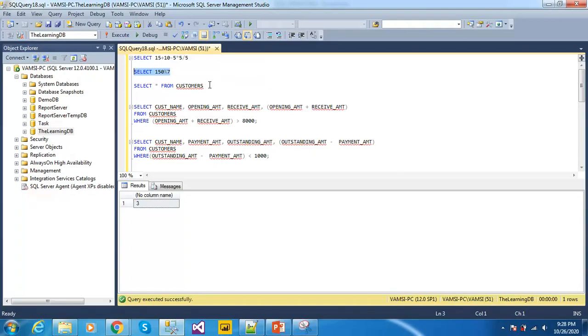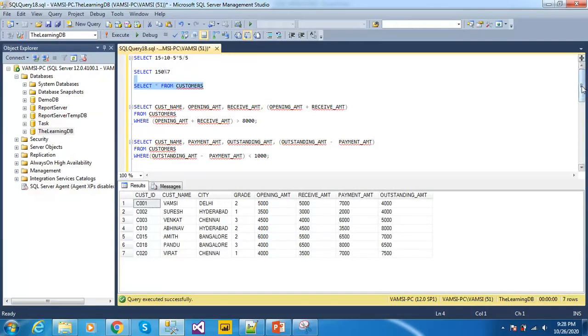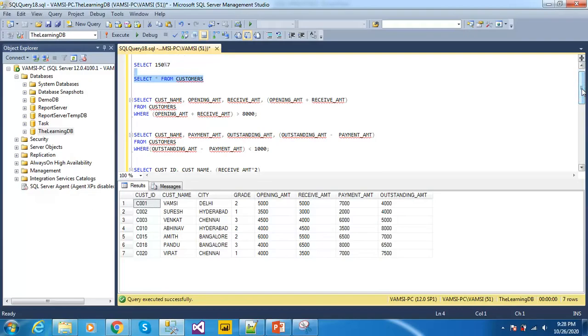Now I have a table called customers. Let us see these operators using the where condition. The customers table has columns customer ID, customer name, city, grade, opening amount, receiving amount, payment amount, and outstanding amount. I have a requirement of opening amount plus receive amount. How to do addition of two different columns?